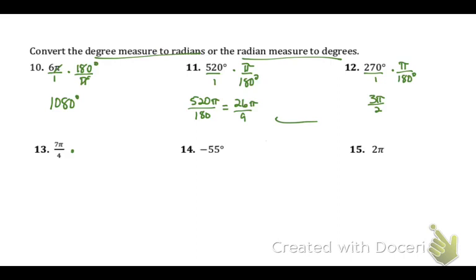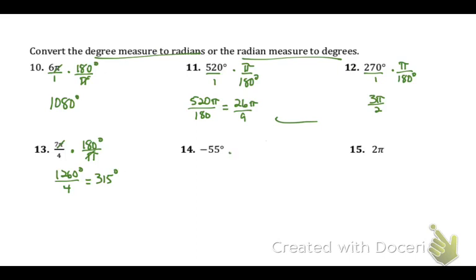13, notice we're starting in radians, so we want to convert that to degrees. So we'll take it times 180 over pi. Our pi's divide out, and then our final answer is 1,260 degrees. Number 14 is degrees, so we're going to convert it to radian. Oh, sorry. And then after we divide 1260 by 4, then our final answer is 315 degrees.